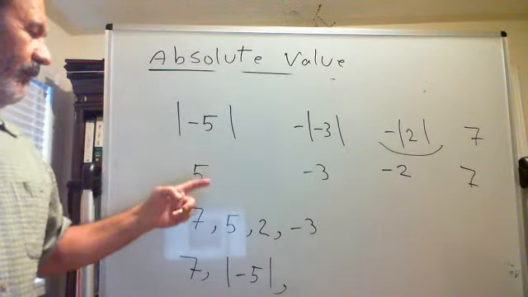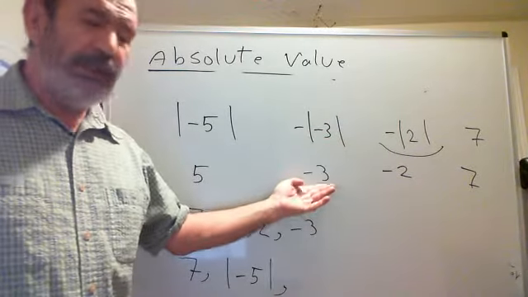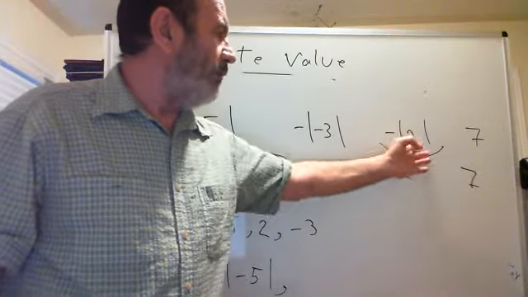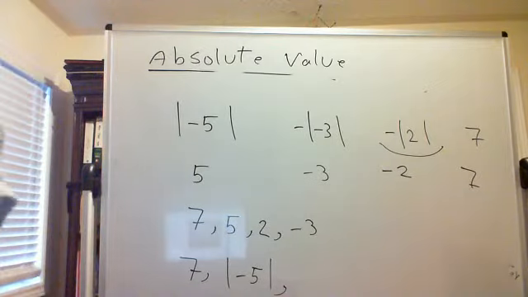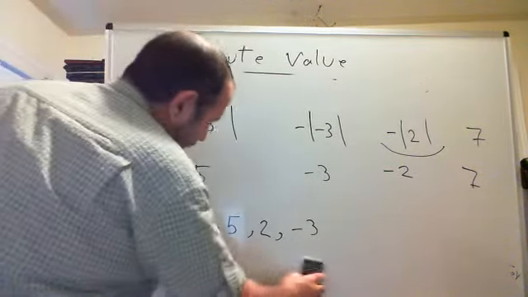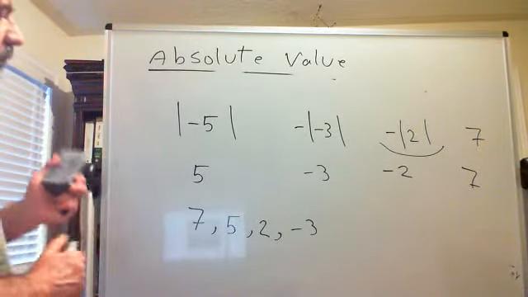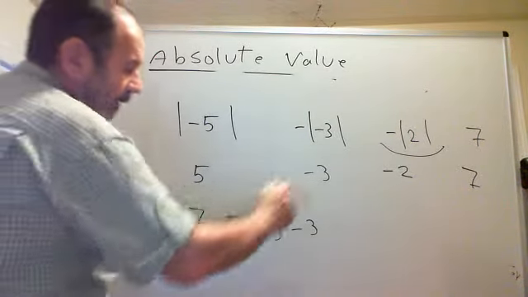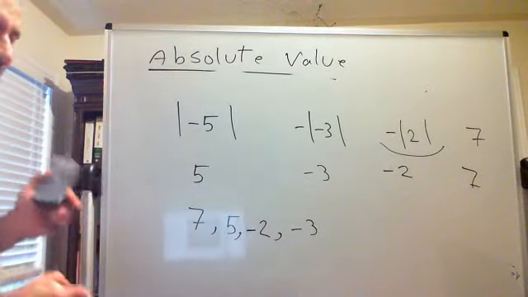The absolute value of negative 5 is going to be 5. The negative absolute value of negative 3 is going to be negative 3. The negative absolute value of 2 is going to be negative 2. And this one is going to be 7. Let's go back and fix my mistakes. So, this one is going to be 7. Then we have 5. Then we have negative 2. And then we have negative 3.